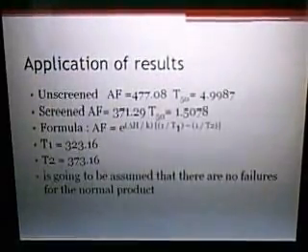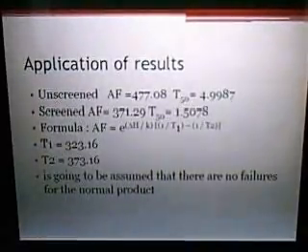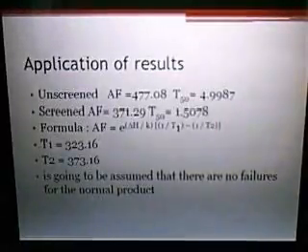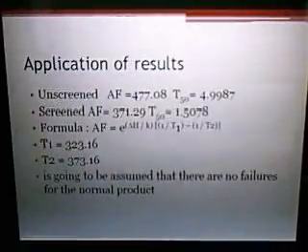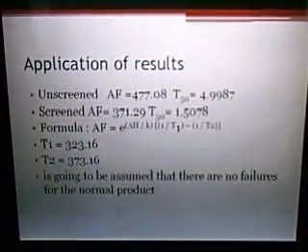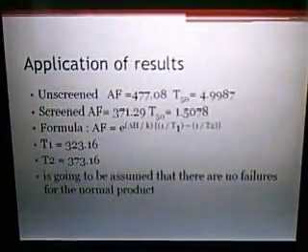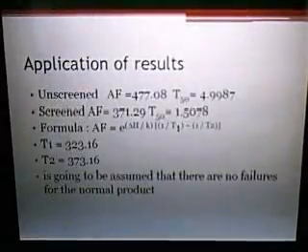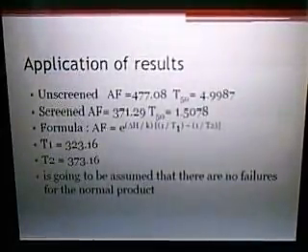We are again looking at the unscreened data with an acceleration factor of 477.08, T50 of 4.9987. In terms of the screened data, we have an acceleration factor of 371.29, T50 of 1.5078. Again, using the Arrhenius equation, which is displayed here, along with the two temperature sets, T1 at 323.16 kelvins, T2 at 373.16 kelvins, and again, we are assuming that there are no failures for the normal product.